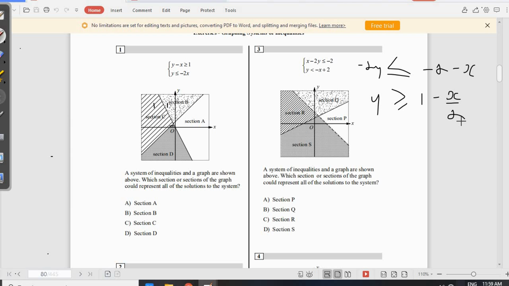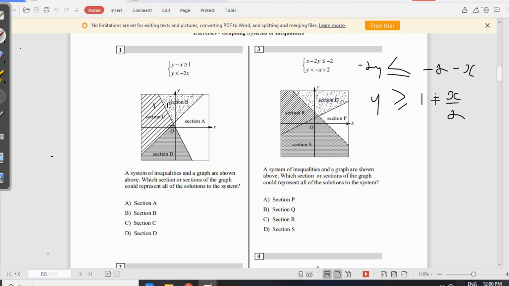And then for the second one, y is less than minus x plus 2. So let's just look at the graph and see where they're coming from. If you have a negative slope, it's definitely this one, the one that's unshaded. One of them has a negative slope, probably this one, and y is greater than or equal to 1.